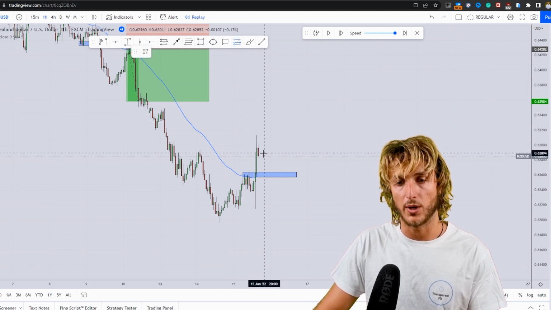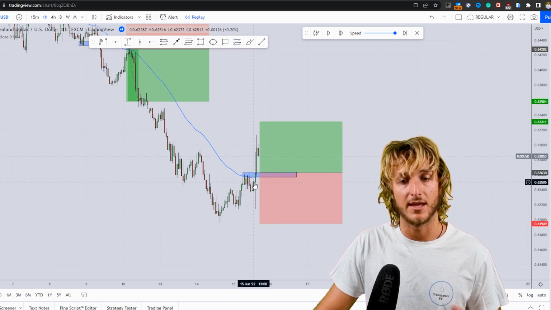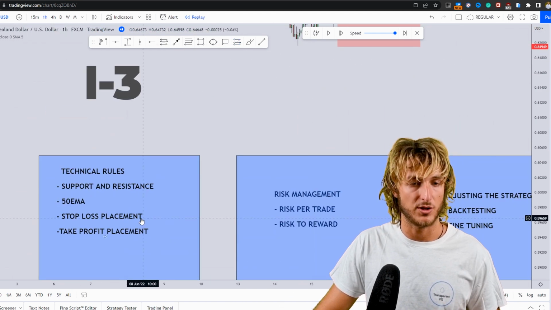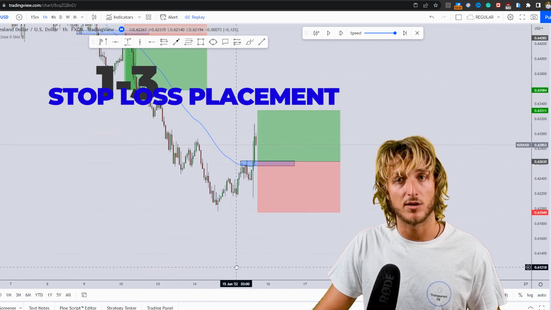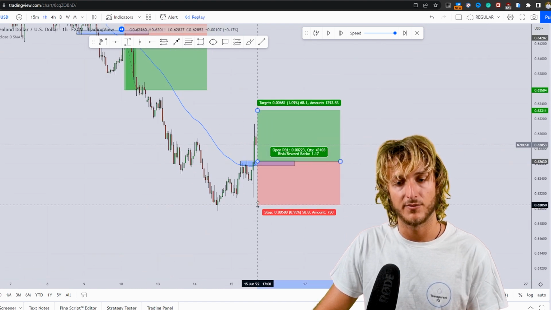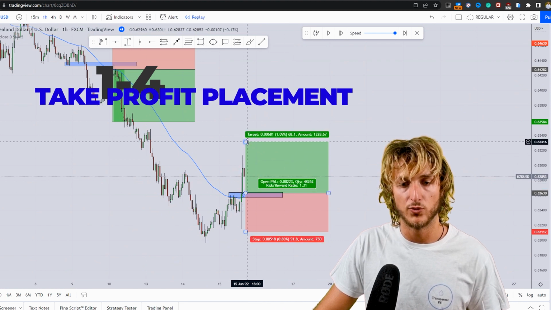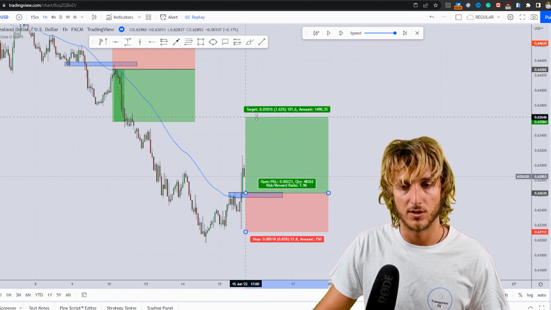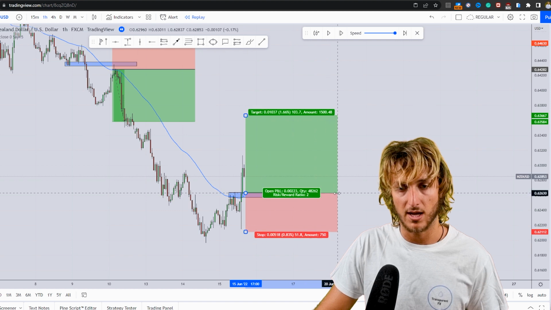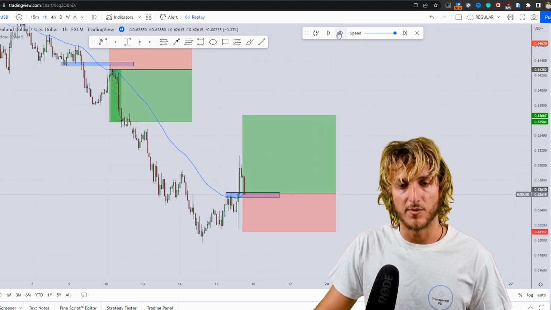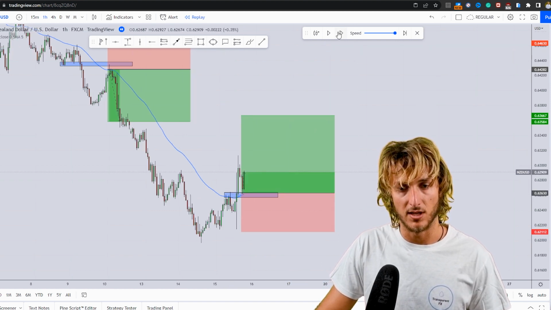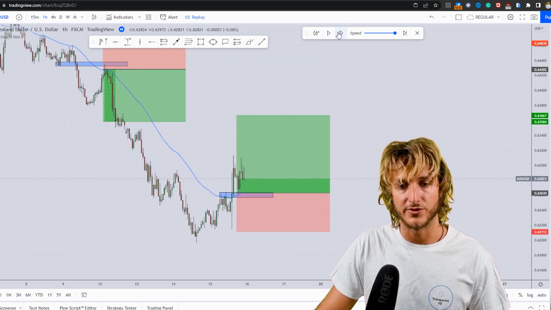The answer is yes, because in fact the 50 EMA is exactly inside of this support. So in this case, what we would have is our buy limit at the 50 EMA. Regarding the stop loss placement, we would have the stop loss placement below the low, right? And regarding the take profit, we would be aiming for a 1 to 2 risk to reward, which would be here, okay?